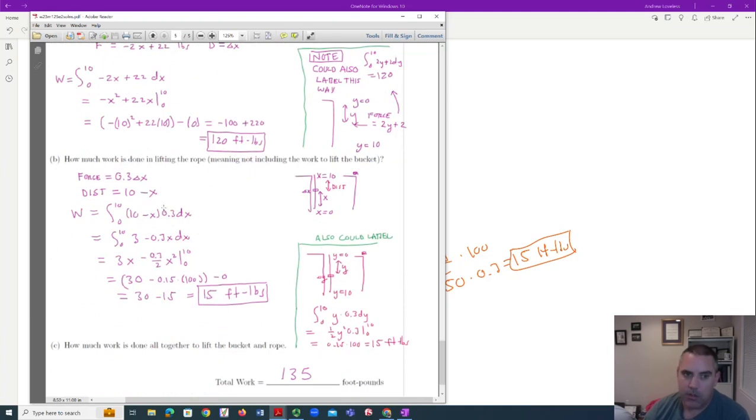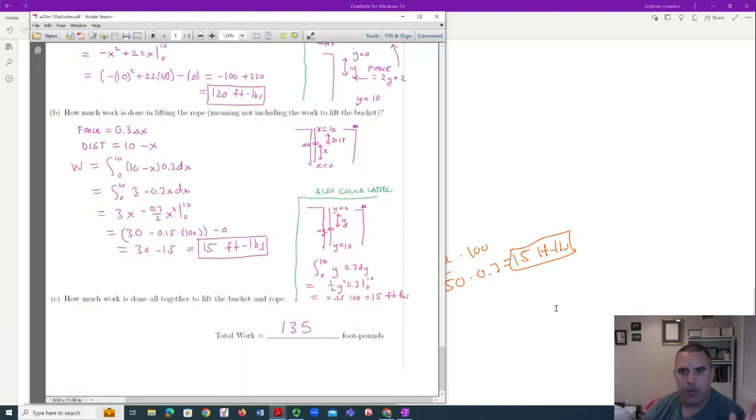Here I labeled the bottom 0, and you can see how that changed this piece, but the answer came out the same. Here I labeled the top 0. There you go. All right, I hope that's helpful to you.